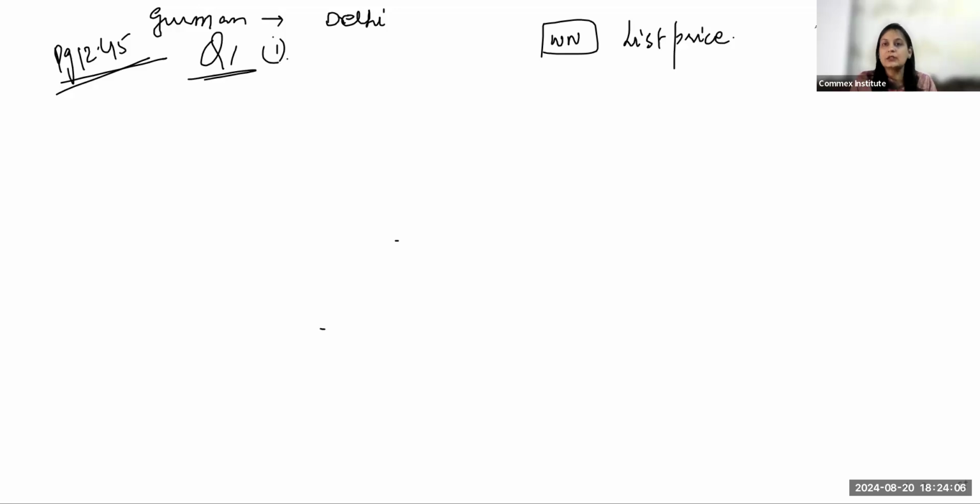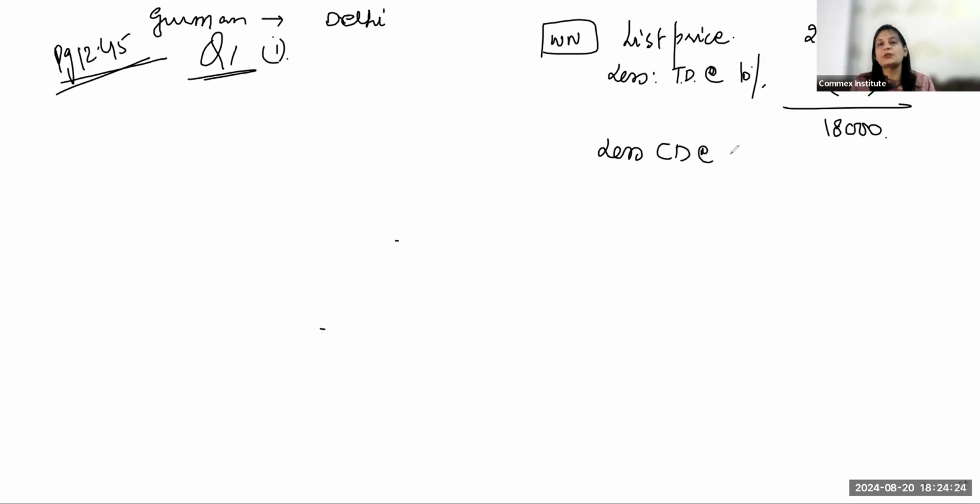Okay, so my list price, make the working note with me, quickly. List price is 20,000, less trade discount at the rate of 10%. That makes it 2,000. So this is my 18,000, less cash discount at the rate of 5%, which becomes 900. So this becomes 17,100. This is the cash discount part.